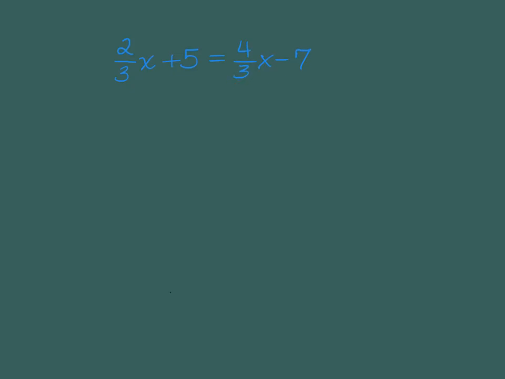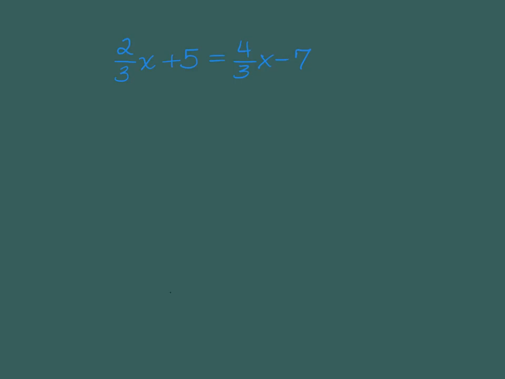But the first thing you want to do is look at each side of your equation. You want to make sure each side is simplified as far as it can be before we do any clearing. You can't combine 2/3 x plus 5 because they're not like terms. This one has an x, this one is a constant. It does not have an x. If you look at this side, you cannot combine these terms because they are not like terms. 4/3 x and -7 are not like terms. So each side is simplified.